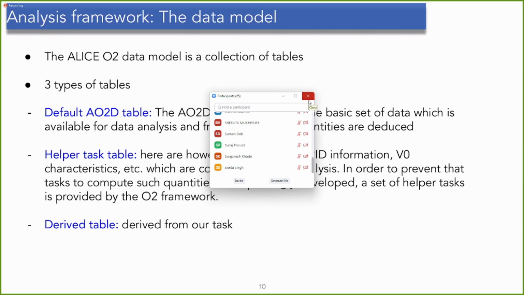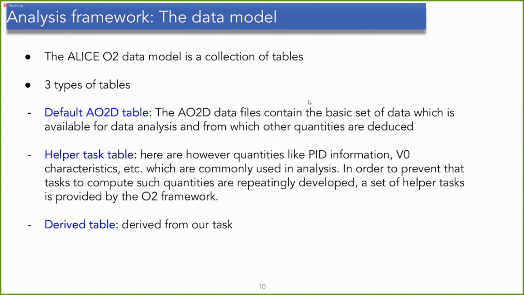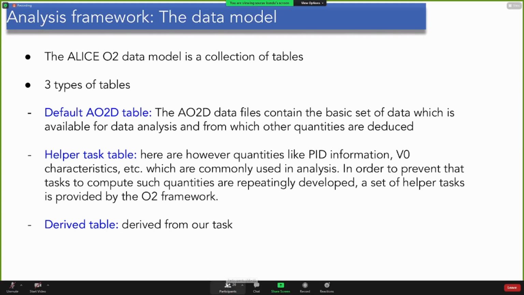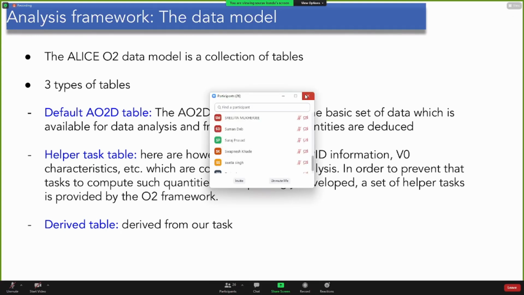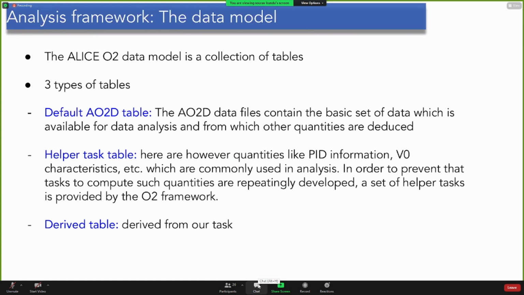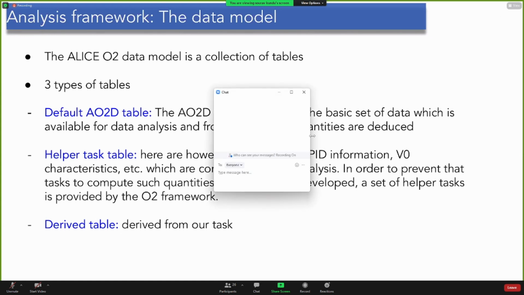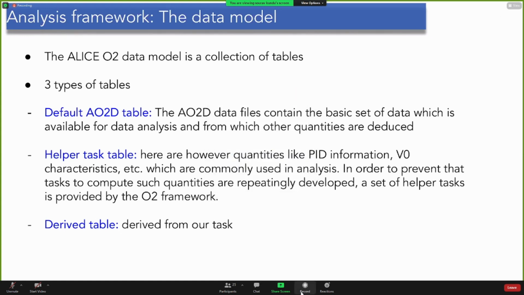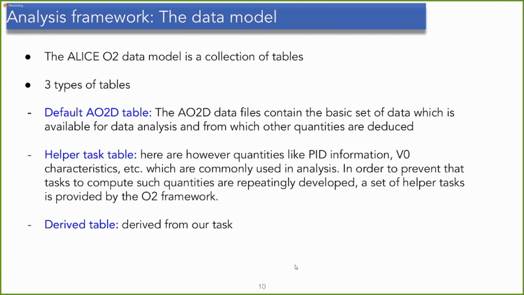Now, this heavy flavor candidate, one can store it in some data table, and this kind of data table is known as the derived table. So we store the heavy flavor candidate in some derived table. Then when we do the correlation in the next analysis task, we use this derived data table, which contains the information of the heavy flavor candidate, and we do the correlation.